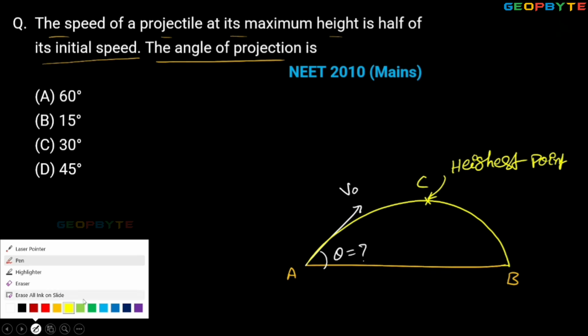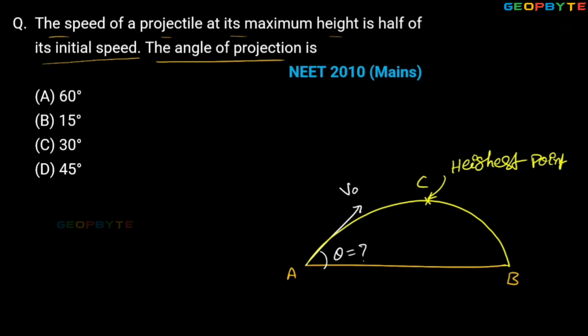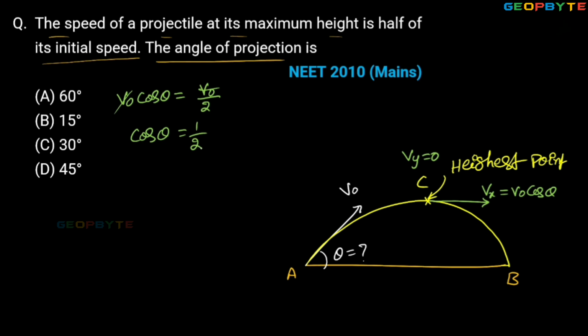First of all, what is the speed at the highest point? It has only a horizontal component of velocity. Vx equal to v naught cos theta, and the vertical component of velocity at C, Vy, is equal to 0. That v naught cos theta is given as half of the initial velocity. Then this v naught is cancelled. Finally, cos theta equal to 1 by 2, theta equal to cos inverse 1 by 2.